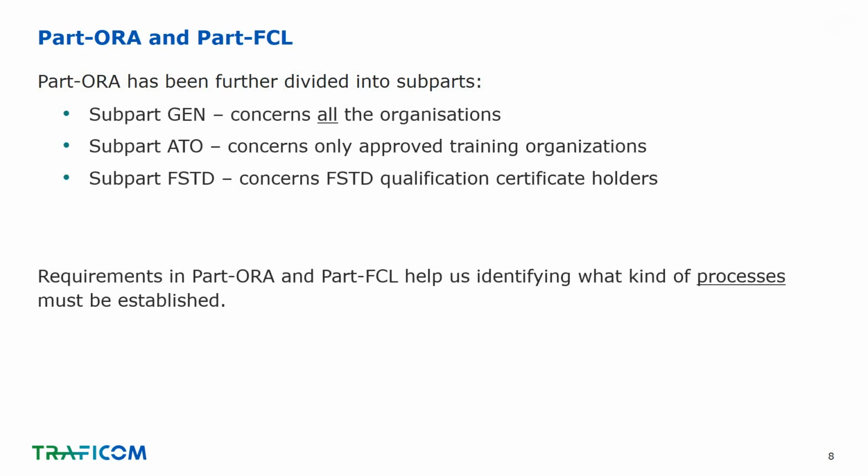Part ORA is something you should be very well familiar with. It has been divided into subparts. To gain an FSTD qualification certificate, you must fulfill the requirements in subparts GEN and FSTD. When studying the requirements, we can learn what is required. By expanding our thinking, we can think of what processes we need to establish to gain the FSTD qualification certificate. Remember, it is all about processes. To make something work, we need to establish standard ways to do something and in a certain order.